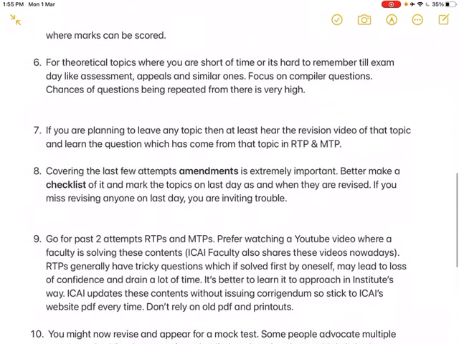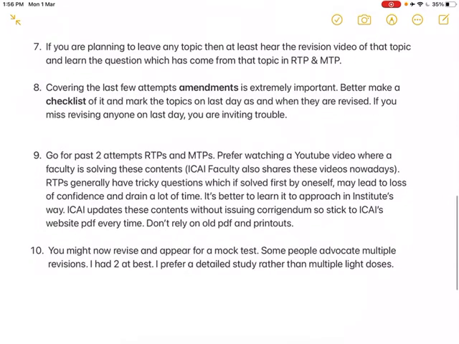The sixth point is for theoretical topics where you are short of time or it's hard to remember till exam day, like assessment, appeals and similar ones, focus on compiler questions. Chances of questions being repeated from there is very high. Seventh, if you are planning to leave any topic, then at least hear the revision video of that topic and learn the question which has come from that topic in RTP and MTP.